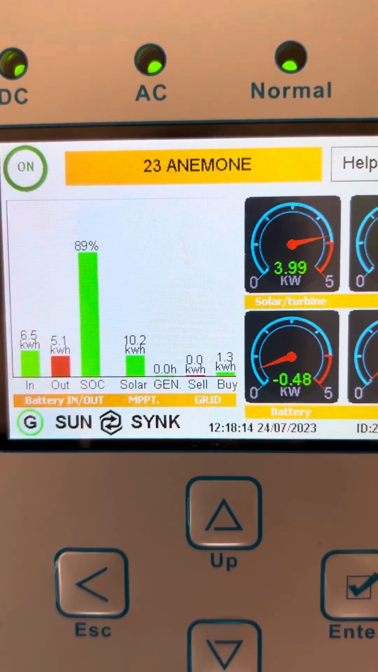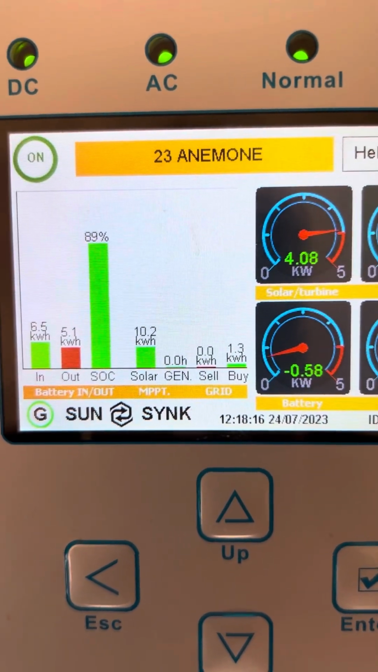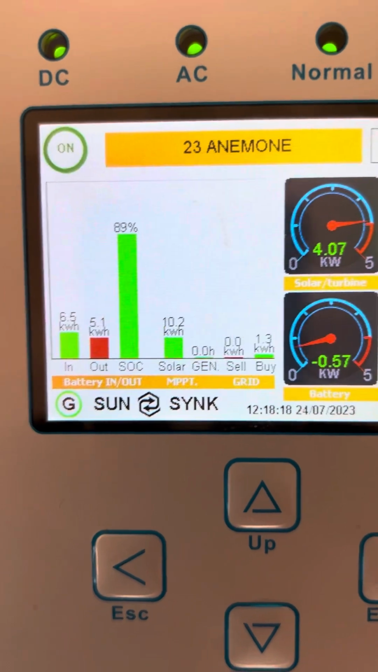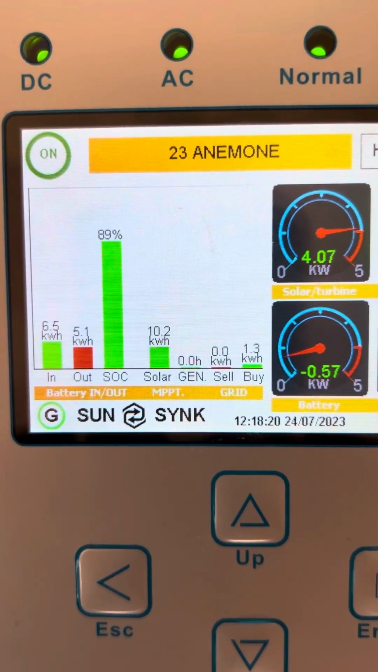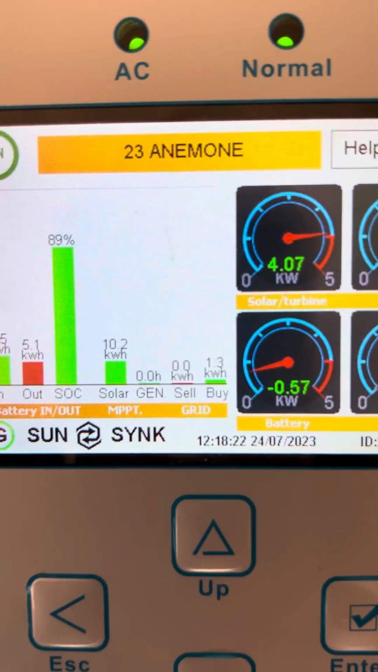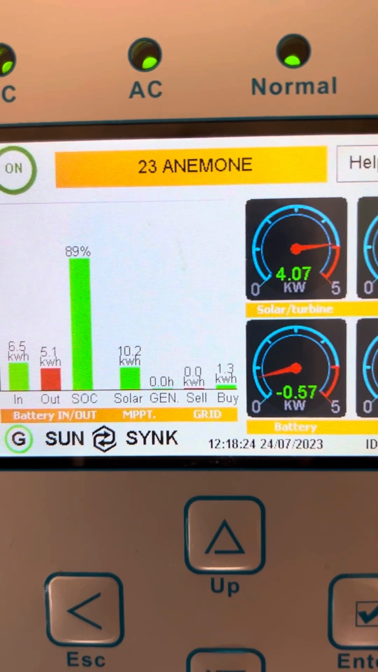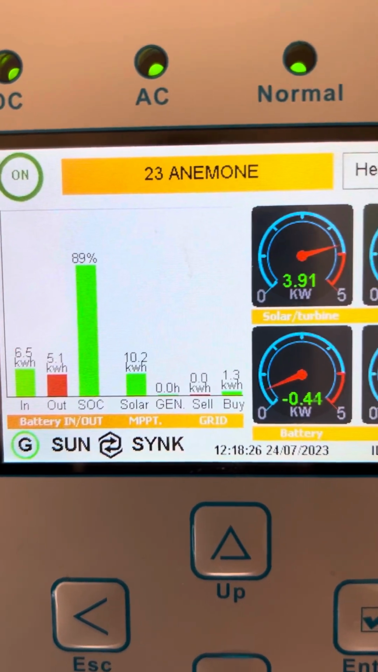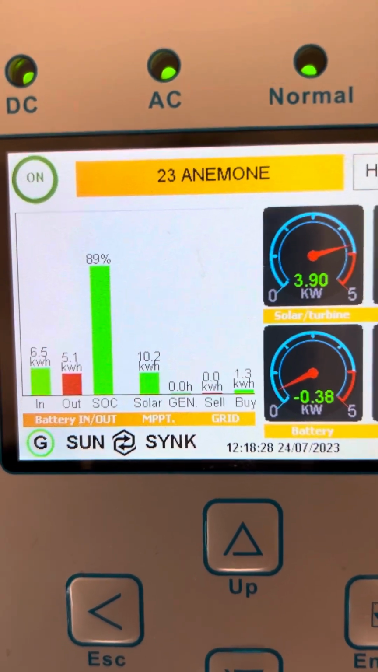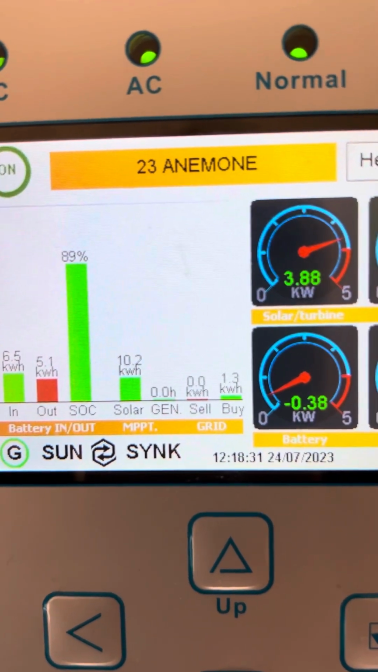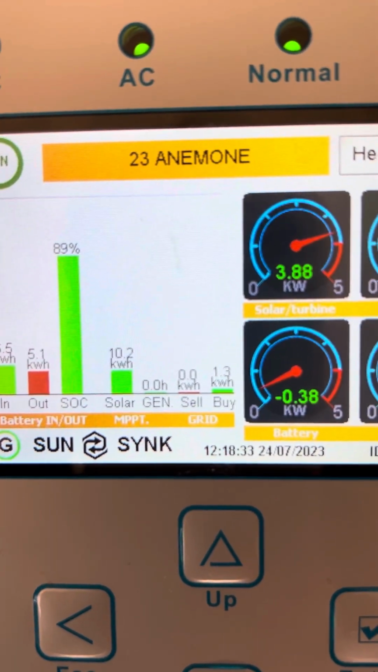Next on the list is solar, and that is how much you have generated in solar up until this point today. Just next to that is generator, as in a physical diesel or petrol generator. The system doesn't have one connected, so that's just going to stay at 0.0.